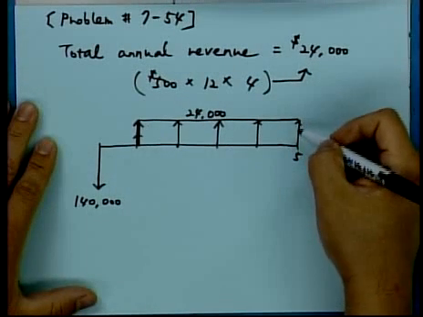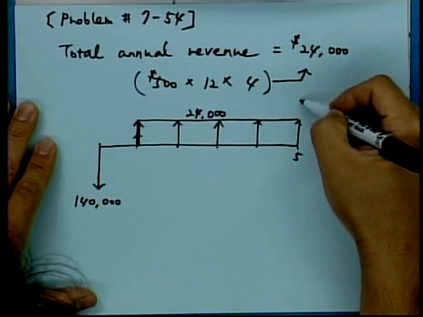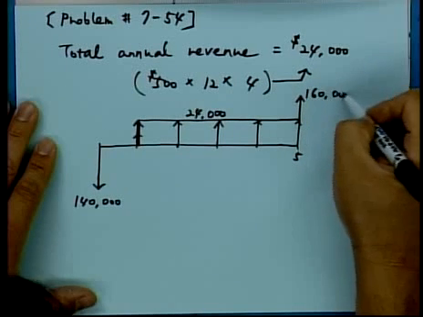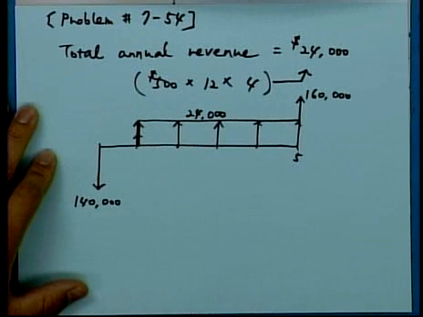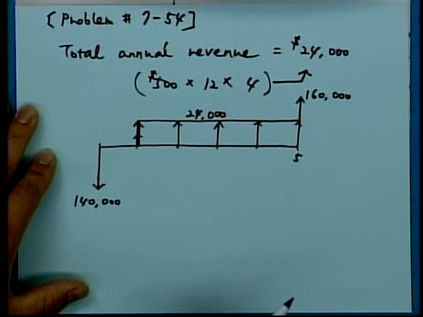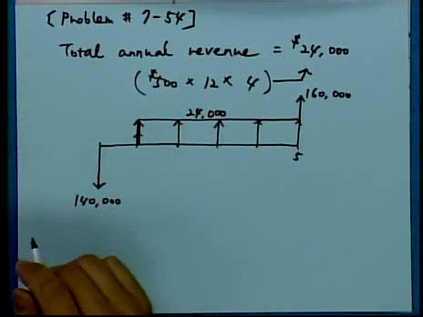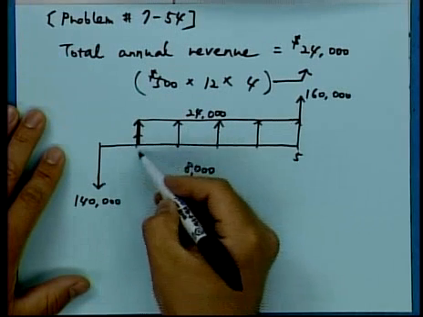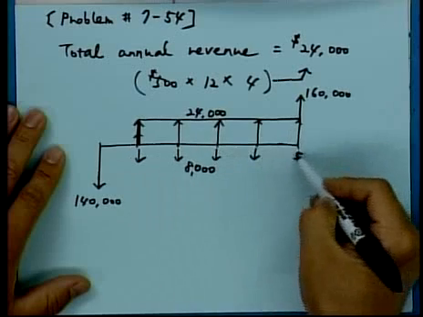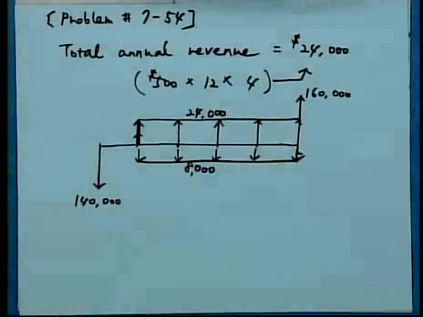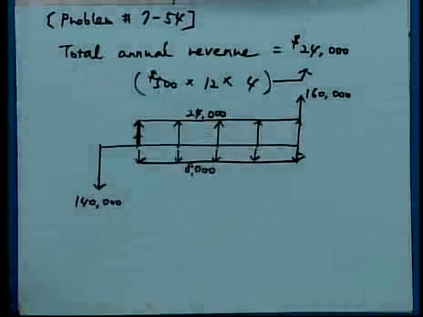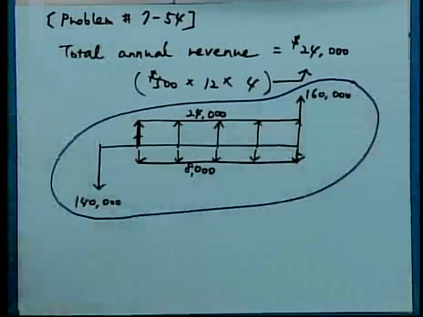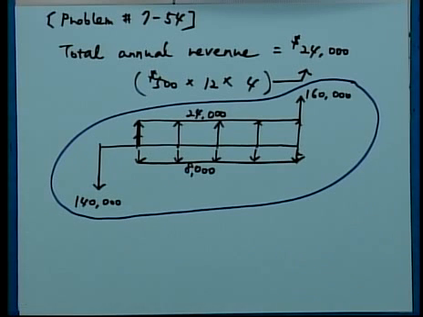And it is expected that the building could be sold for $160,000 after 5 years. And what else? The maintenance expense is $8,000 annually. Okay, so we need to consider a maintenance cost of $8,000 annually. So this is the cash flow diagram that we need to consider.